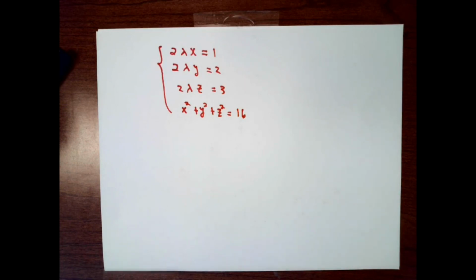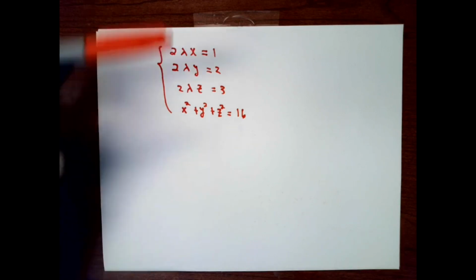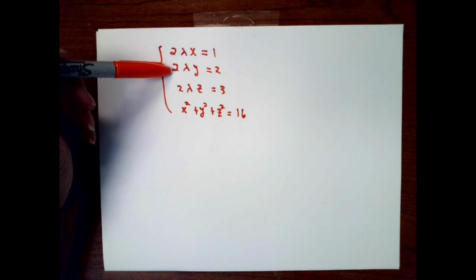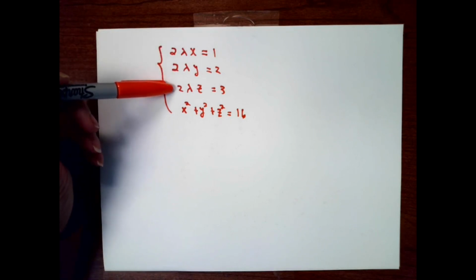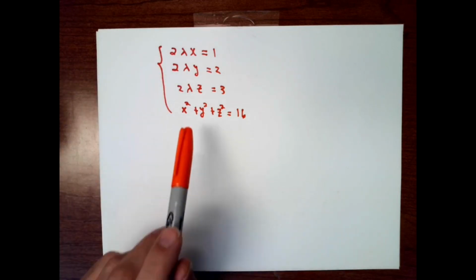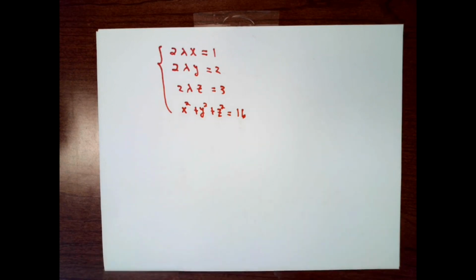If I look at the first, second, and third components of the vector equation, I'll find out that 2 lambda x must be 1, 2 lambda y must be 2, and 2 lambda z must be 3. The constraint equation also tells me that x squared plus y squared plus z squared equals 16. Writing it this way, I see that I have 4 equations, and the variables are x, y, z, and lambda. I have 4 equations with 4 variables.